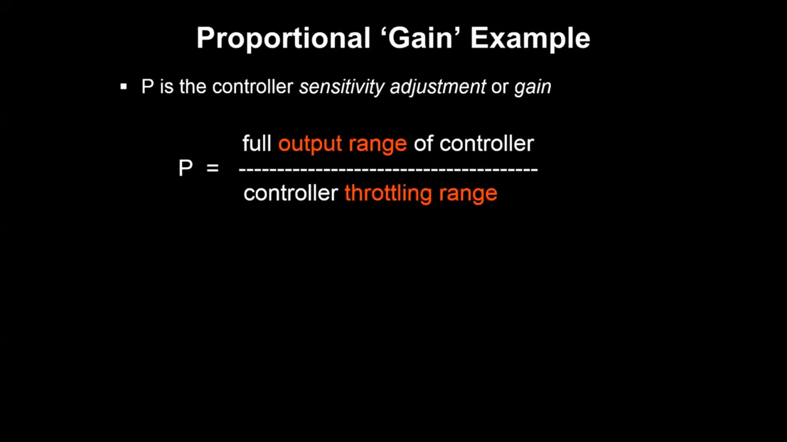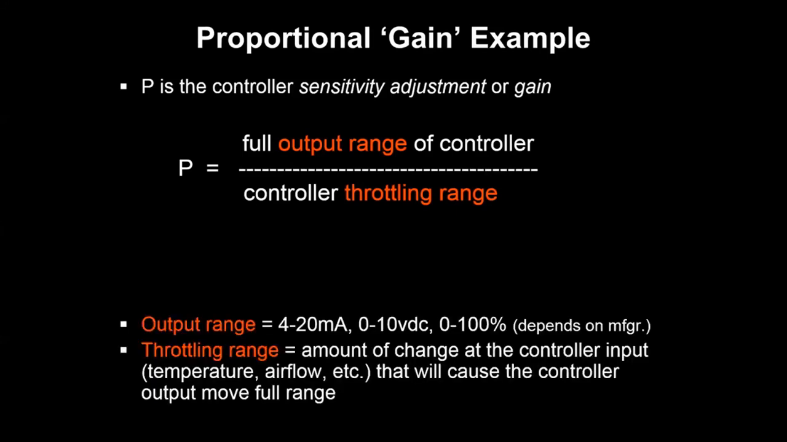So for the first set of units that we had there, that P value being the full output range of the controller over the controller throttling range. Here the output range could be an electrical signal going out to something like a coil valve, and the throttling range is the amount of change that we want at the controller input to cause the controller output to go to 100%, whatever that may be.